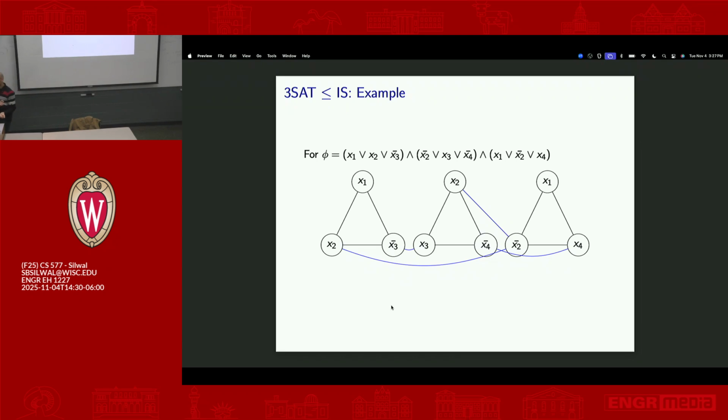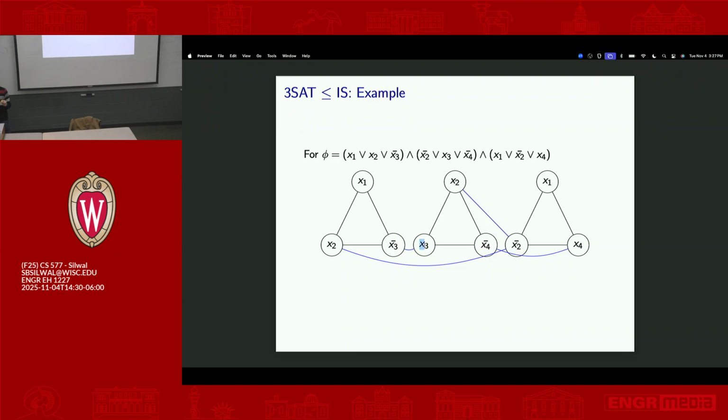Intuitively, what is the independent set? I'm not allowed to pick vertices that share an edge. That's what independent set is. Because I added an edge between all the variables and their complement, I can only pick one of them. So that's the part that's going to be true. If I ended up picking this one, then x3 will be false.